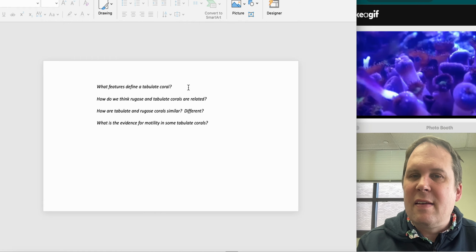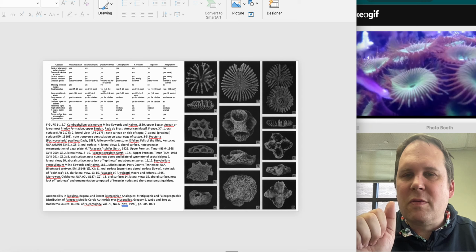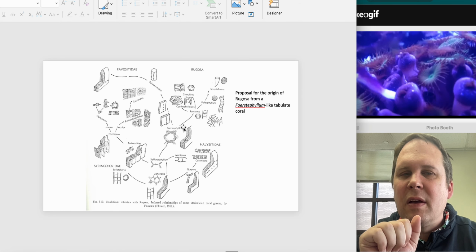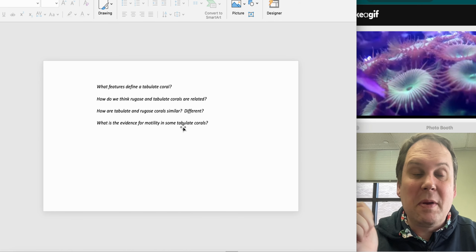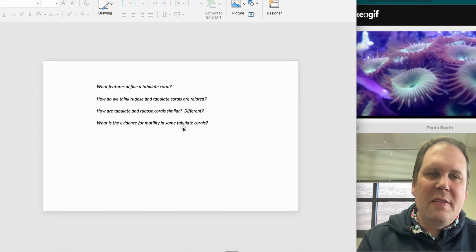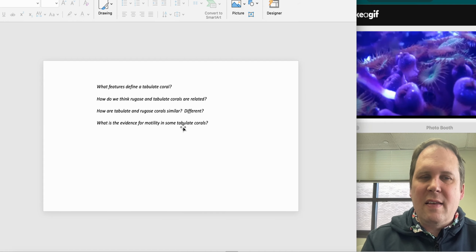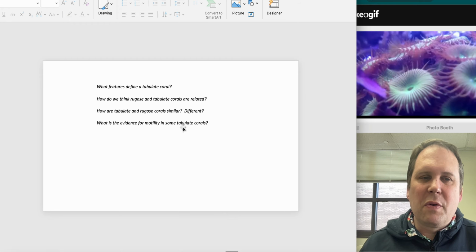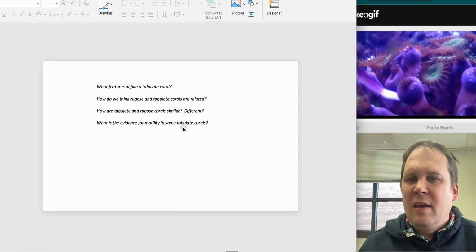And yeah, so what defines them? Well, they've got mural pores. They've got those little structures on the inside, like little spines. Yeah, some of them appear to be motile. Other than that, they're fairly similar to rugose corals. They tend to all be colonial, whereas rugose corals are quite often solitary.